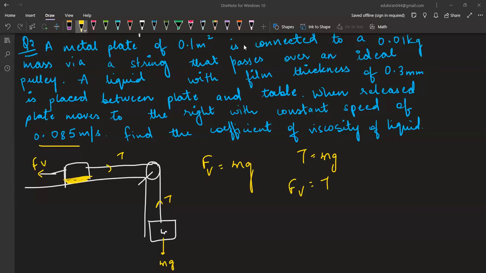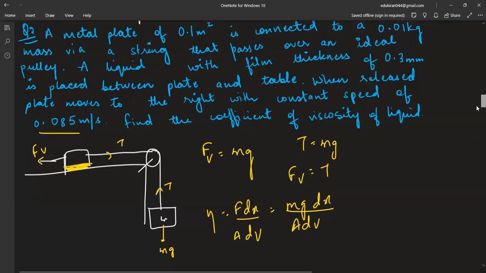Yes, Sarah. It's just towards the end, and now you have to substitute in the values. You can calculate it later. So eta will be F dx over A dv. So this is mg. How are both the tensions same? It's the same string. Okay. It's the same string.